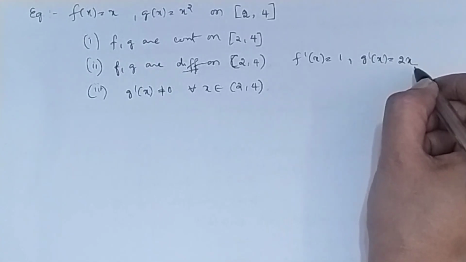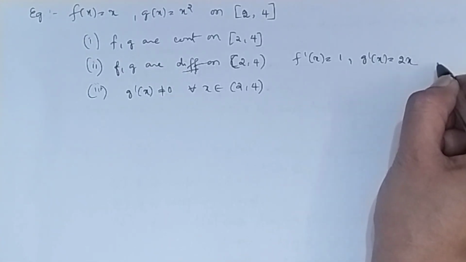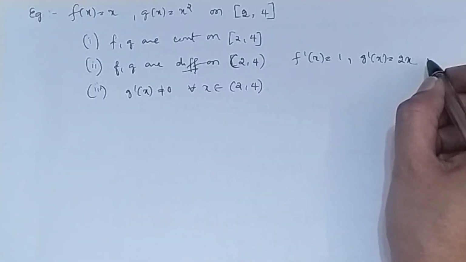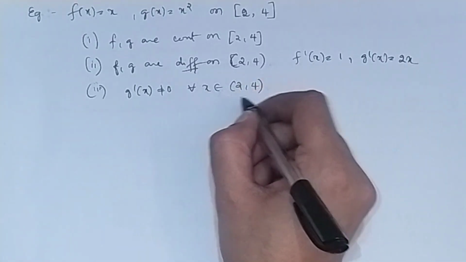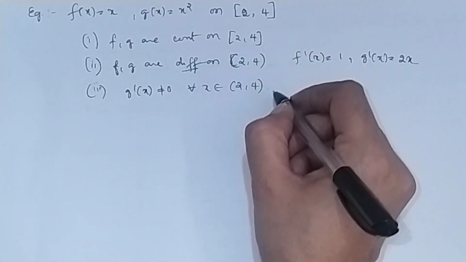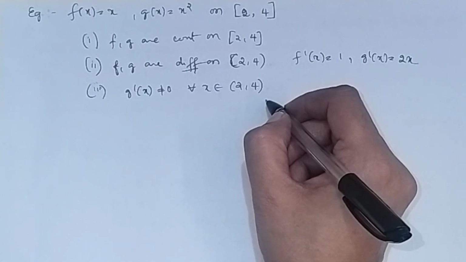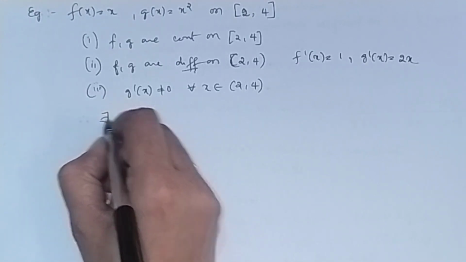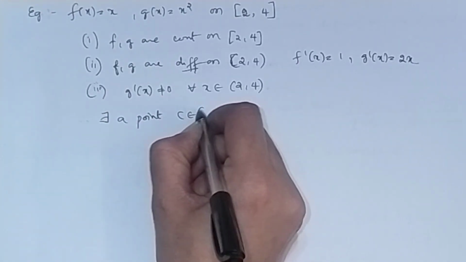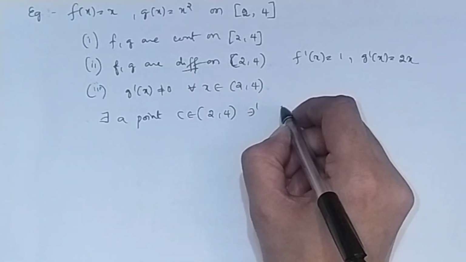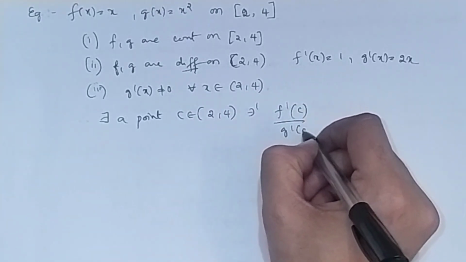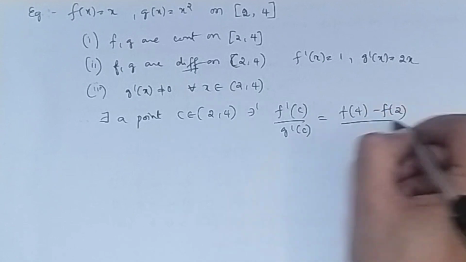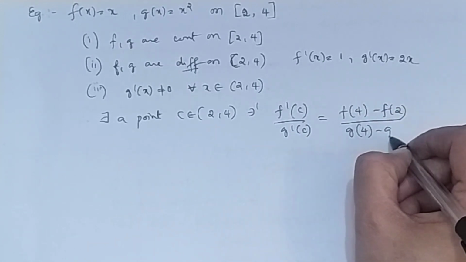G dash of x is 2x. 2x cannot be equal to 0 for any value in the open interval 2, 4 because 2x equal to 0 only if x equal to 0, but x equal to 0 is not there in this open interval. All the three conditions of Cauchy's mean value theorem are satisfied for these two functions f and g. Therefore, by Cauchy's mean value theorem, there exists a point c belongs to open interval 2, 4 such that f dash of c by g dash of c is equal to f of b, means f of 4, minus f of a, means f of 2, divided by g of 4 minus g of 2.